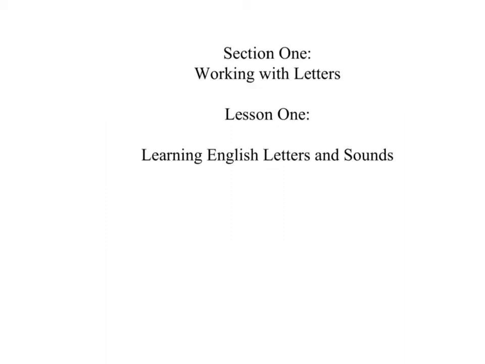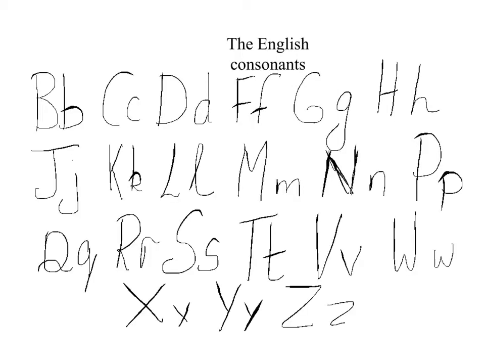In the first section, we are working with letters, and in this lesson, we are going to learn about the English letters and sounds, and in particular, the English consonants. So let's take a look at these. You can see that there are two shapes for each letter. So we have B, C, D, F, G, H, J, K, L, M, N, P, Q, R, S, T, V, W, X, Y, Z. These are what we call the consonants.